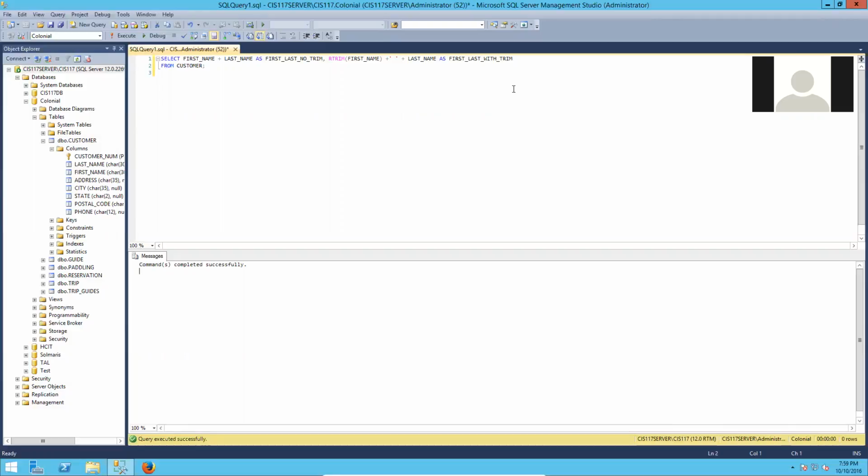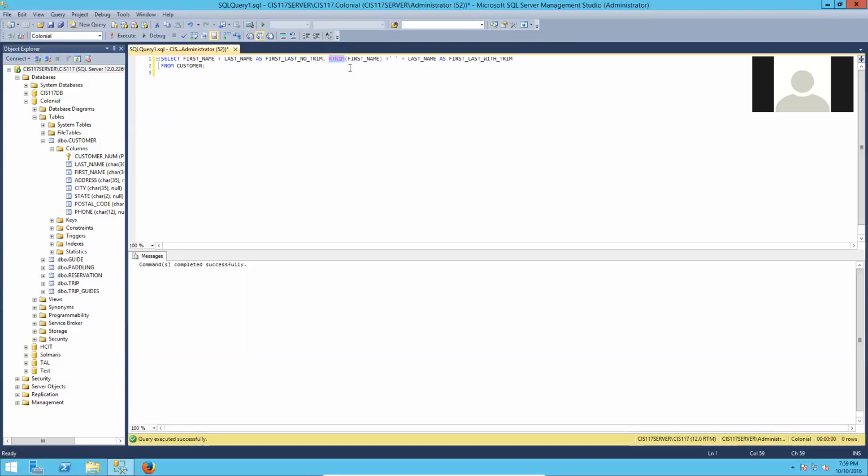So I wrote up a query here where I'm selecting the first name and last name, and I'm concatenating, meaning I'm joining those two columns together. And I have them two ways. I have the first way where I'm using no trim, and I've named that first last, no trim. And then the second one I'm doing with trim, and so I use the RTrim, which means right trim, which is going to remove all the extra spaces following the value.